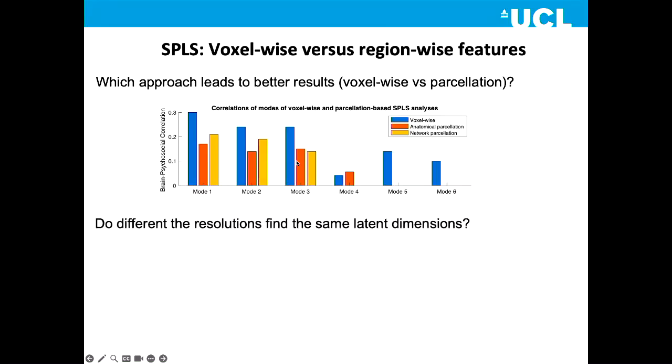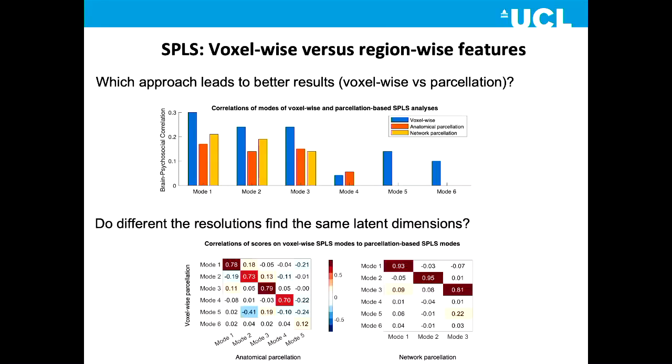Then we had the question of whether different resolutions find the same latent dimensions, and yes, this is true for the first couple of latent dimensions. It doesn't make a big difference if you use ROIs or voxel-wise, but we find more latent dimensions by using the voxel-wise data.